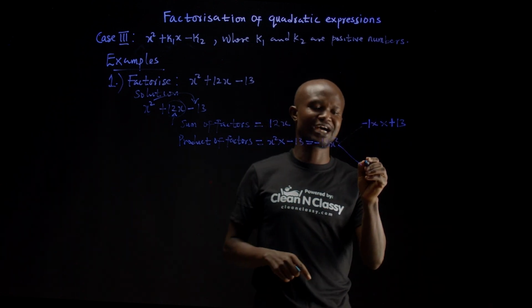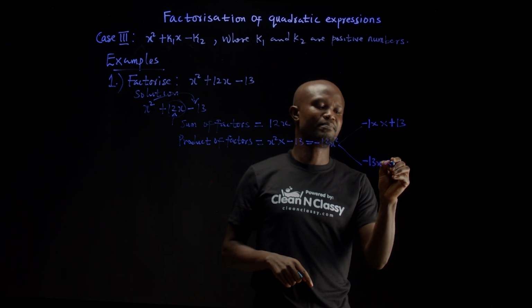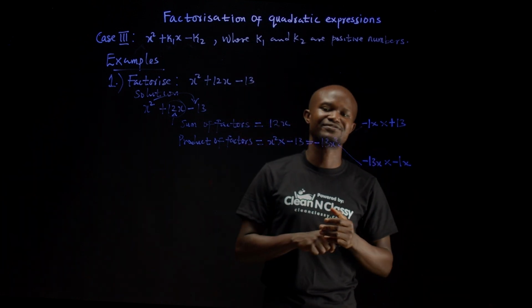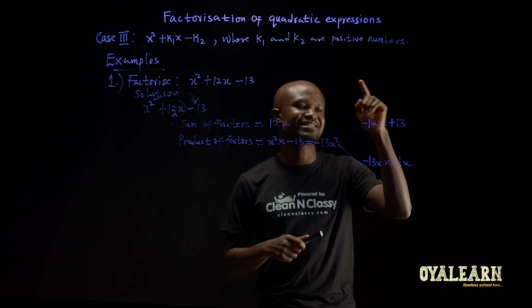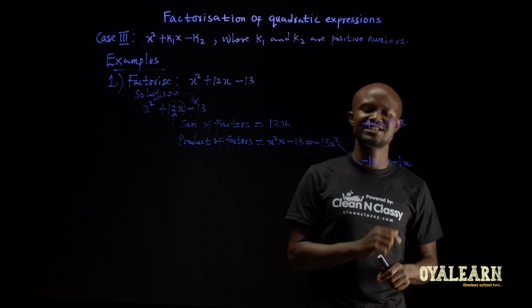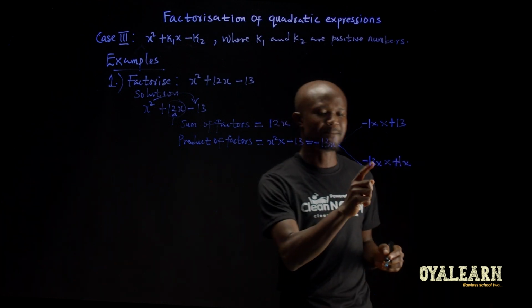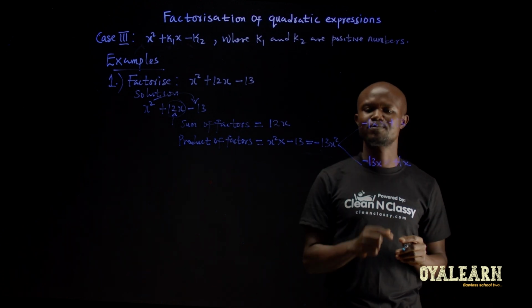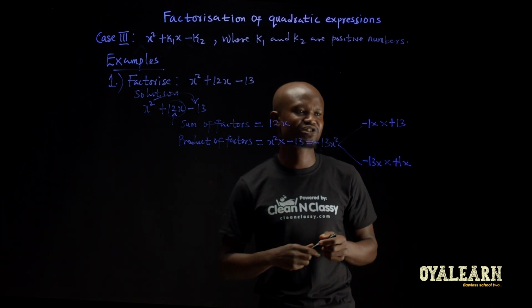So also, we can have minus 13x times plus 1x. These are the two cases we can have for this minus 13x squared. Minus 1x times plus 13x will give you minus 13x squared. And minus 13x times plus 1x, minus times plus, we are going to have minus, which is minus 13x squared.